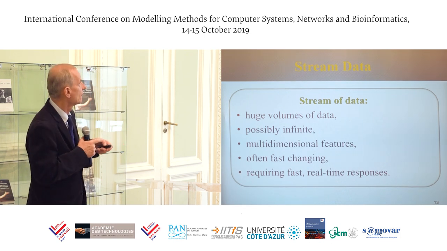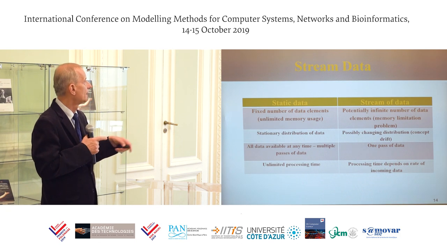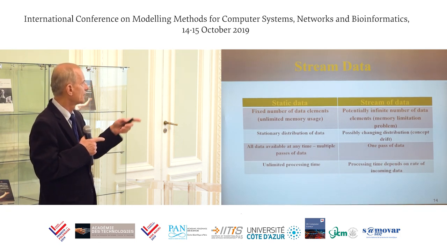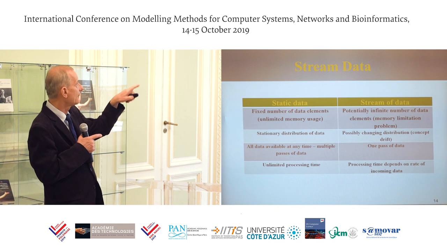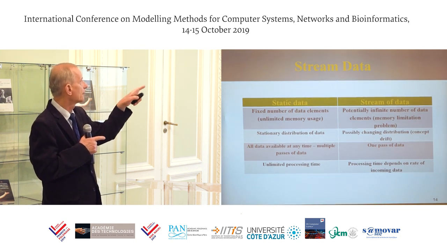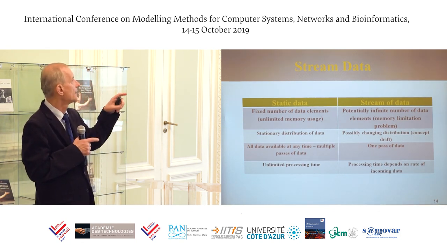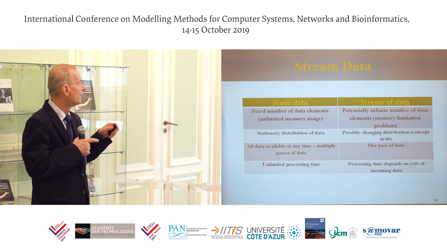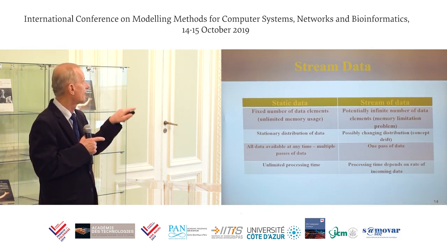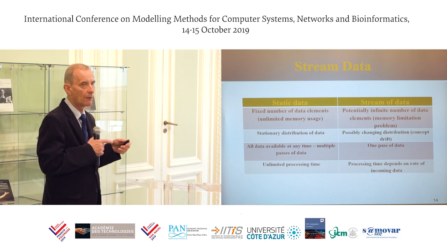Some characteristics of stream data: values of multi-dimensional features often change fast. And the differences are emphasized here. Perhaps one of the most important is one pass of data in case of stream data, whereas in case of static data, all data are available at any time. Of course, in the case of stream data, it's possible that the distribution changes with time. Another difference is that in case of static data, there is unlimited processing time. In case of stream data, processing time depends on the rate of incoming data.